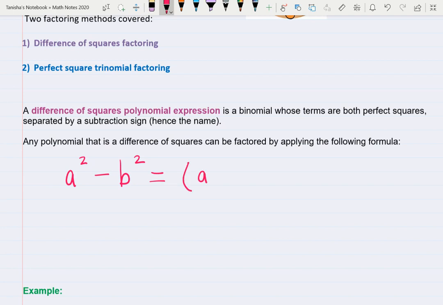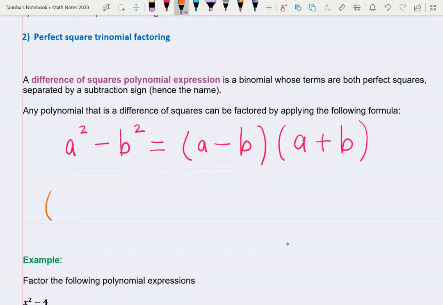the square root of the first, which is a, minus the square root of the second term, which is b, all times the square root of the first, which is a, plus the square root of the second, which is b. And looking at this expression, this may look familiar to you.